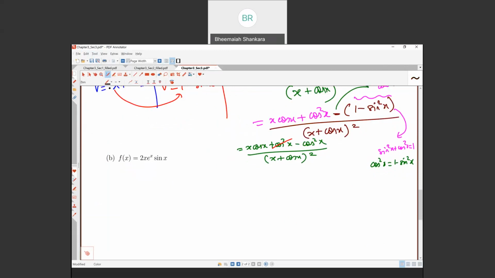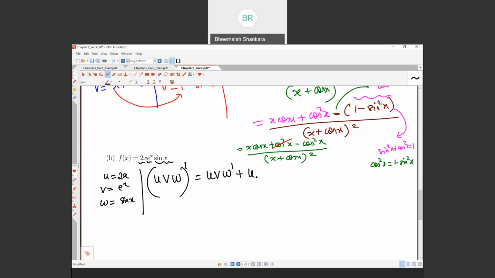Next you have 2x times e to the x times sine x. Read this as a product of three functions, which is similar to the product of two functions rule. So rewrite: u is 2x, v is e to the x, and w is sine x. When you're doing a derivative of three functions u, v, w, you fix the first two functions and derive the third: u v w prime.